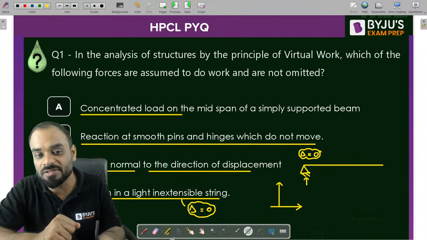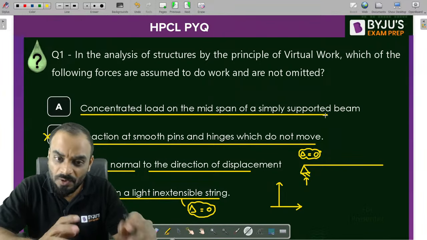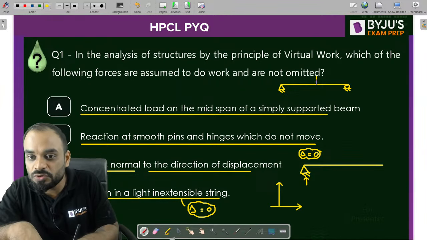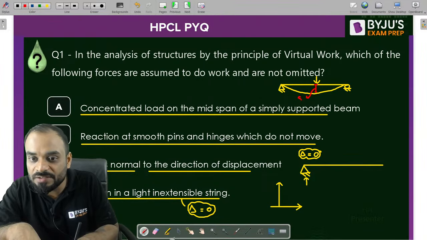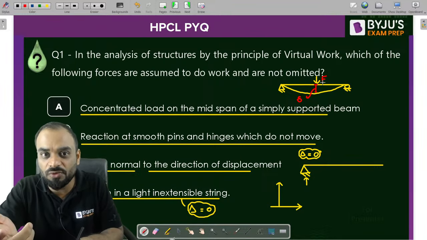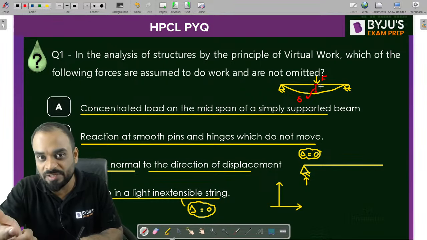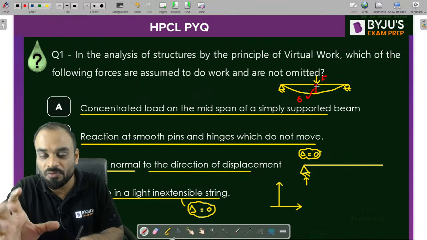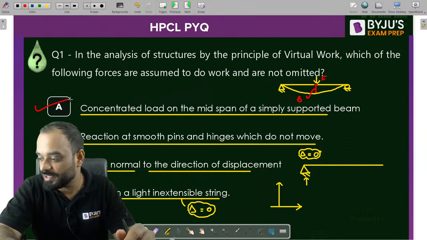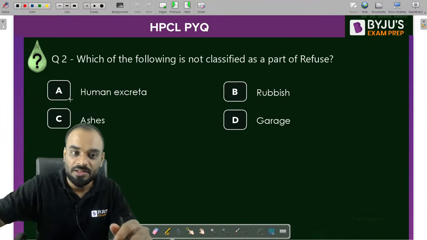But guys, let's read the first statement. The concentrated load on the mid span of a simply supported beam. Now guys, you can see here, this is a simply supported beam. And let us consider a load is there at the mid span. So what will happen? The beam will try to deflect in this manner. Now tell me guys, in this case a certain amount of deflection will be there. Let us consider delta, and this is our force. Now tell me guys, in the direction of force, or in the direction of any load present here, we have a certain amount of displacement. So we are not able to remove this force while calculating the work. You need to consider it, right? So that's why guys, the correct answer should be A. The correct answer should be A. Very nice civil trick.